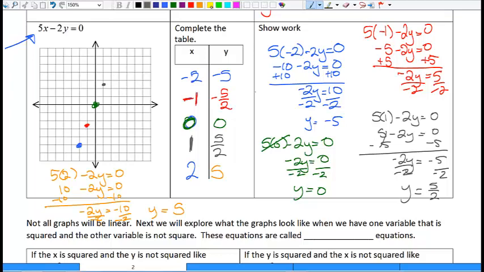And then my last one in orange, 2 comma 5. 3, 4, 5 right here. And notice all of them are in a straight line, which means I probably didn't make any mistakes. And I draw a straight line through it, put arrows at the end, and I've drawn a great linear equation.